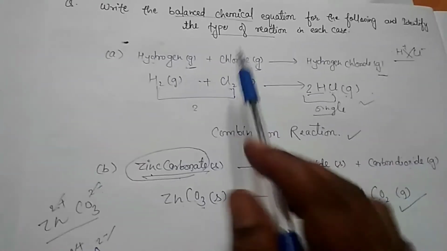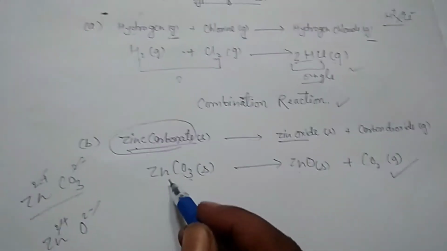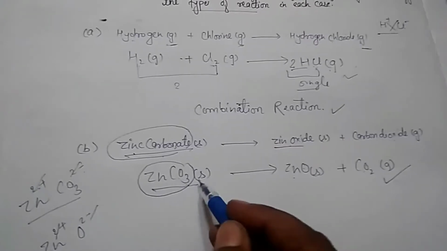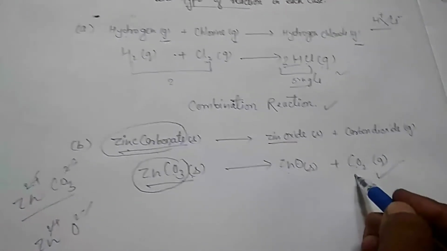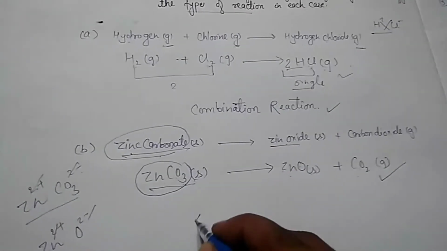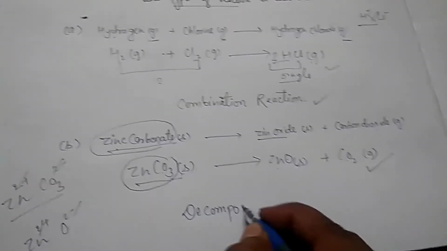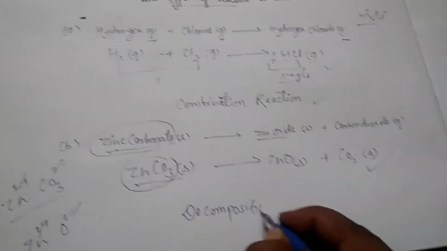Now the question is the type of reaction. When a single substance is broken down into 2 or more products, that will be a decomposition reaction. Easy children? In the previous lecture I have explained in detail.